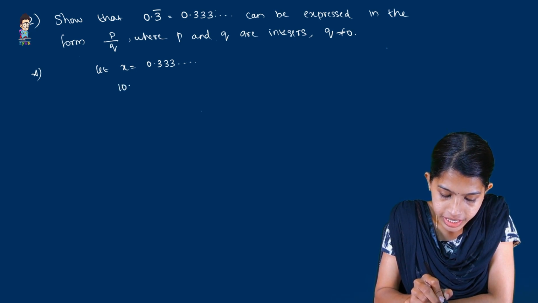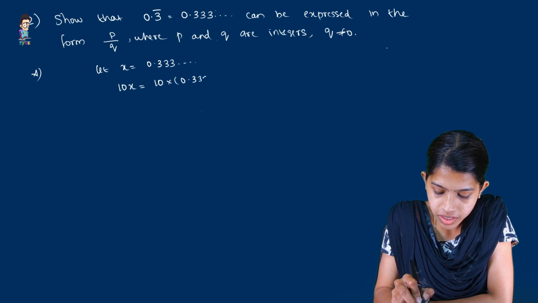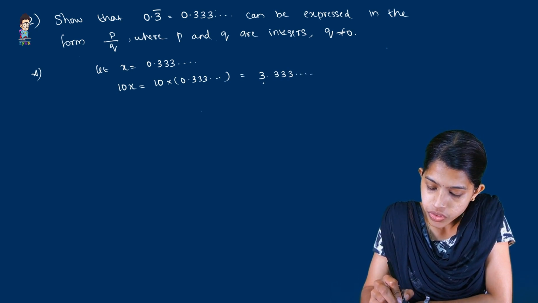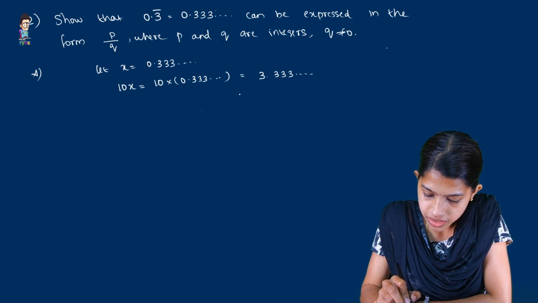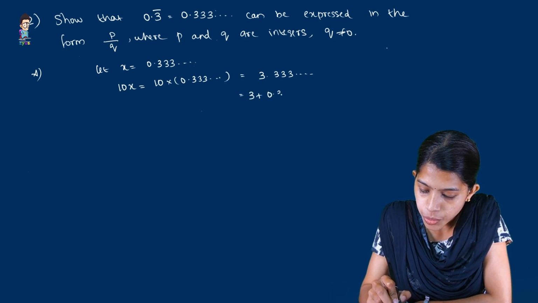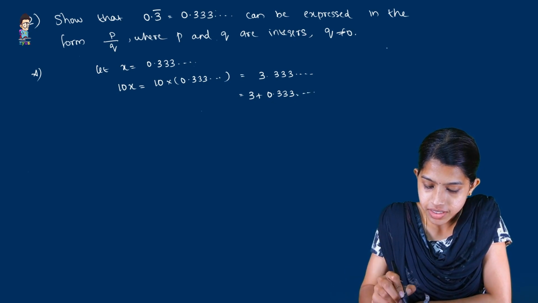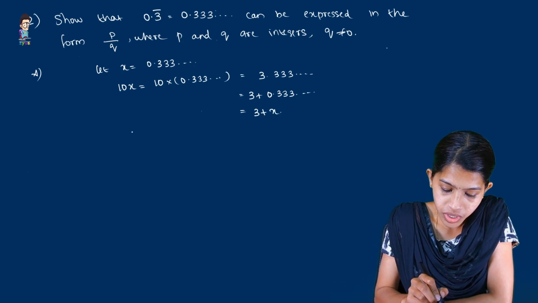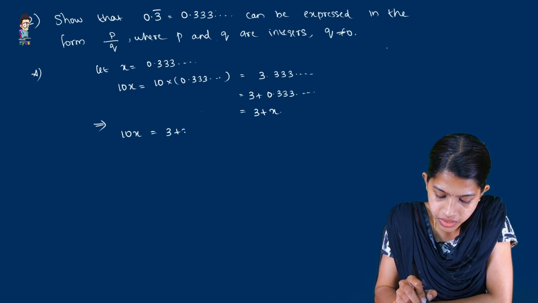Then we will get 10x equal to 10 into 0.333 etc., which is equal to 3.333 etc. Now, look at the right hand side. This number can be expressed like this, that is 3 plus 0.333 etc. And this number is our number x, that is, this is equal to 3 plus x. So, our equation will become 10x is equal to 3 plus x.